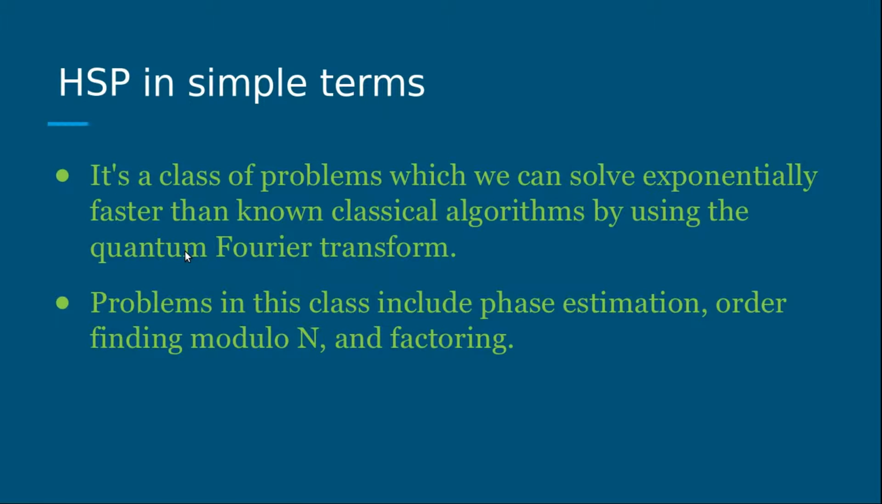So what is HSP? In simple terms, it's a class of problems which can be solved exponentially faster than their known counterparts in classical algorithms. For this, we can use quantum computing, specifically the quantum Fourier transform. Some of the problems in this class include the factoring of a big number, phase estimation, and order finding modulo n.